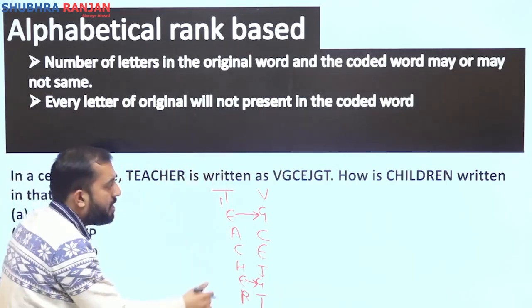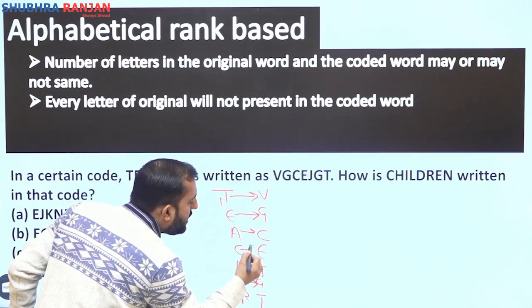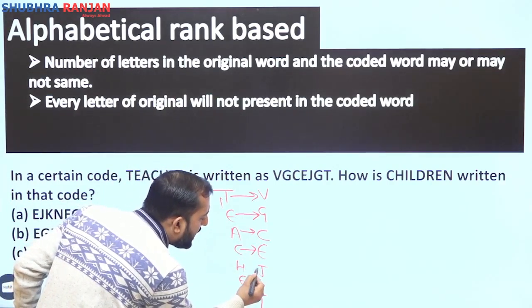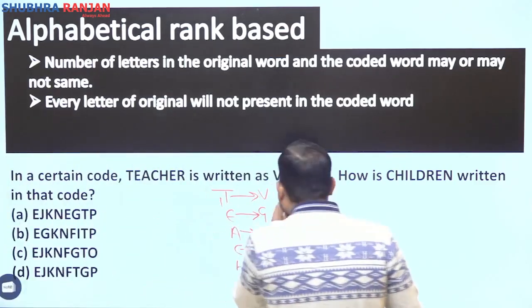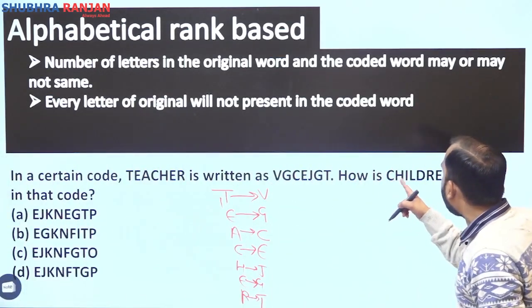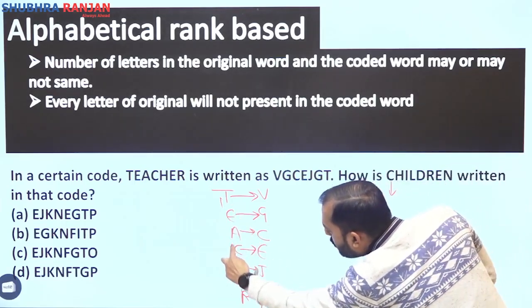If we use this pattern, then T should be replaced with B, A with C, C with E, H with J, and R with T. Now, let's utilize this pattern to find the code of children. So C must be replaced with, I don't know.